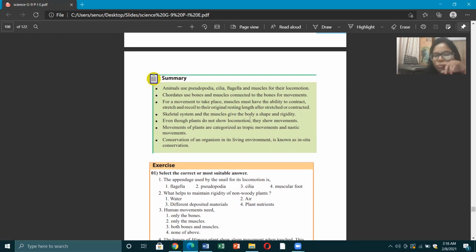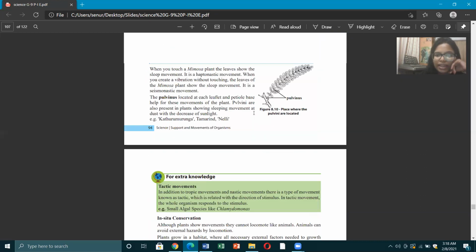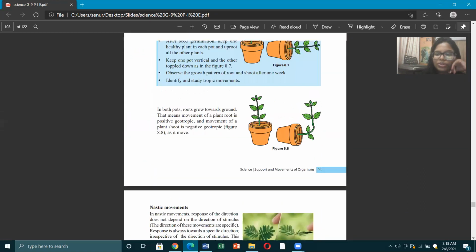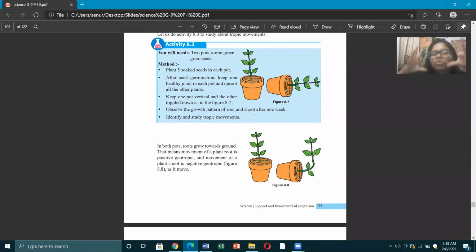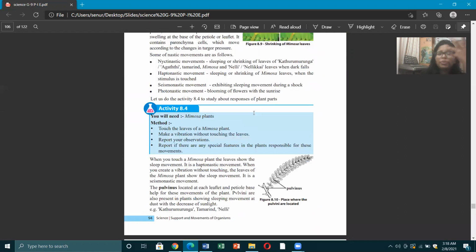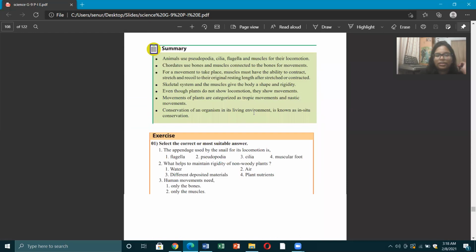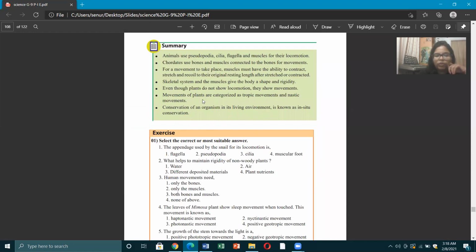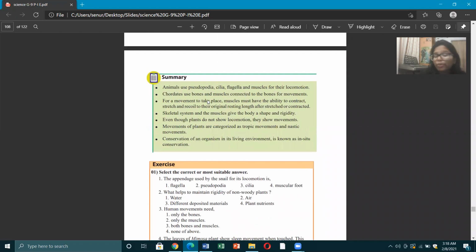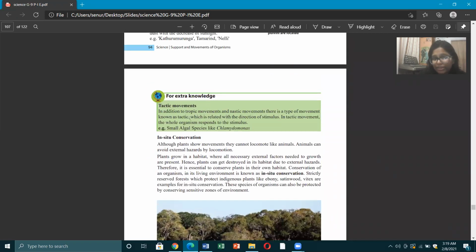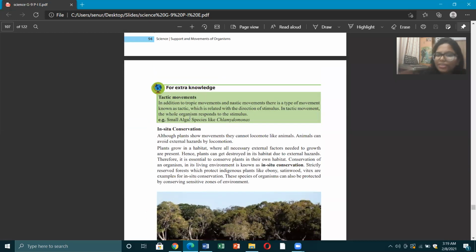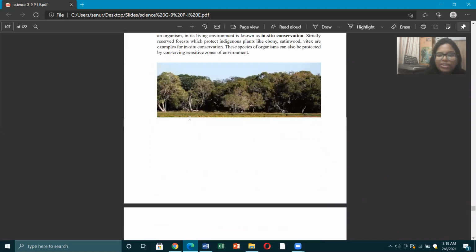And plants don't show locomotion, but they show movements. Those movements are what we talked about, children. Tactic movements, gnostic movements, tropic movements: those are plant movements. The mimosa plant going to sleep is a movement, and a flower blooming is also a movement. Movements of plants are categorized as tropic movements and gnostic movements. And apart from that, you have an additional one also. We learned the chlamydomonas example, the tactic movement, where the whole organism itself responds to the stimulus.